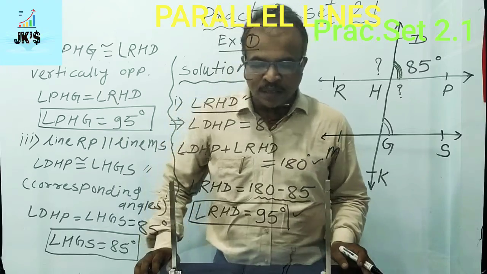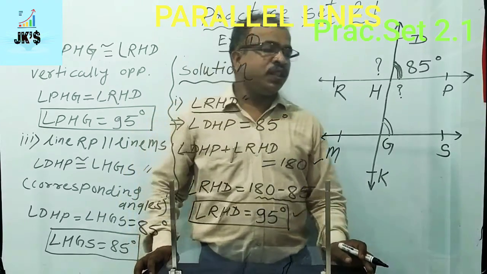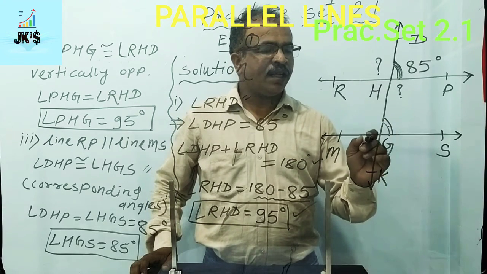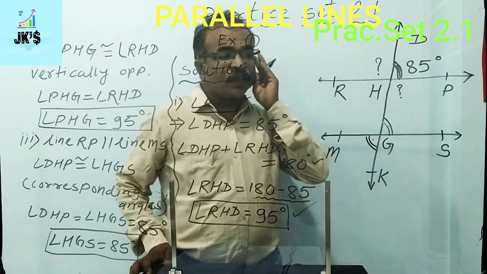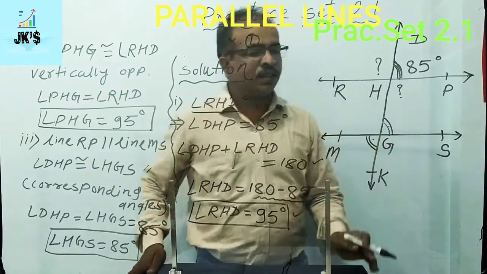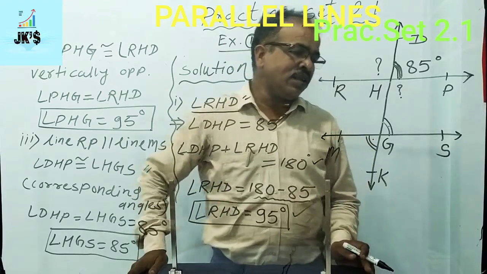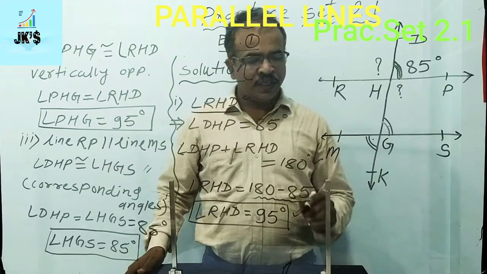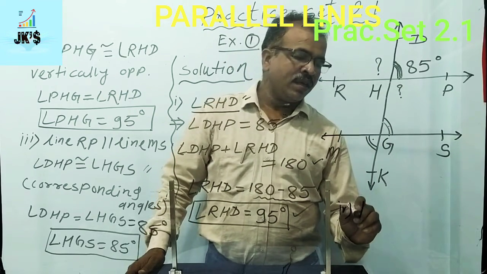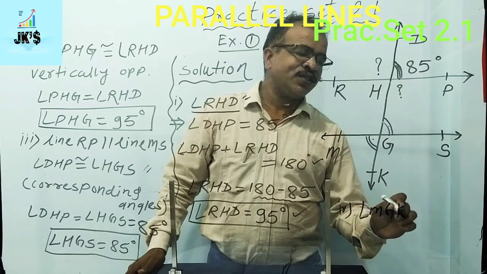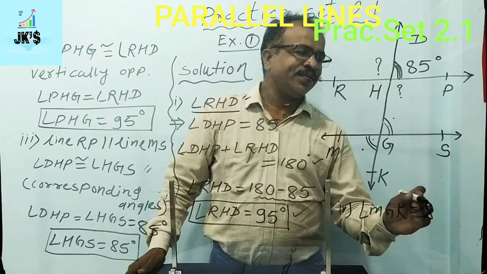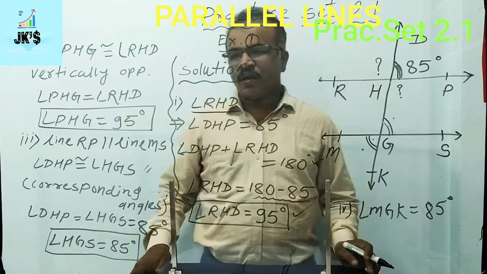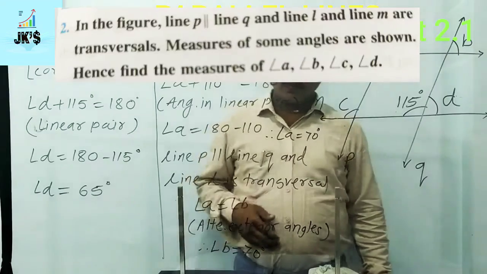And the last one is MGK. This one angle and this one angle. Angle MGK and angle HGS are vertically opposite angles, so they are congruent. Hence the measurement of angle MGK is also 85. In this way, question number 1 is complete now.